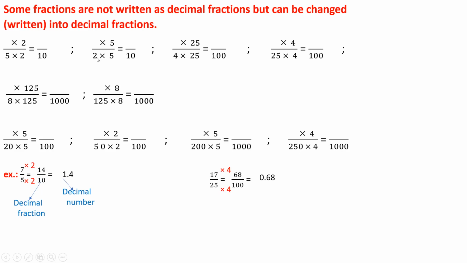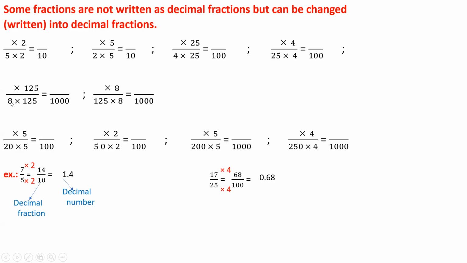Any fraction of denominator 2 is also changed to 10. We multiply by 5 up and down. Any fraction of denominator 4 is changed into 100, so we multiply both by 25. Also, if the denominator is 25, we can change it into 100. We multiply up and down by 4.